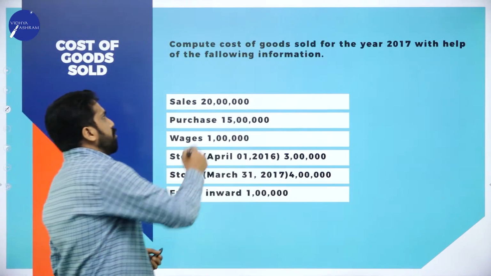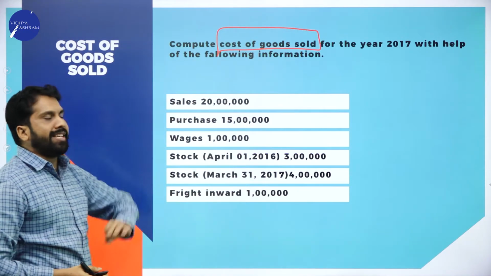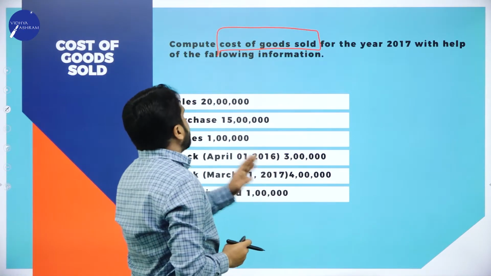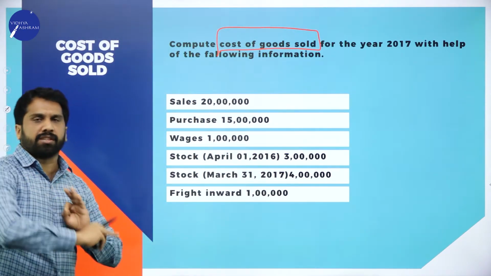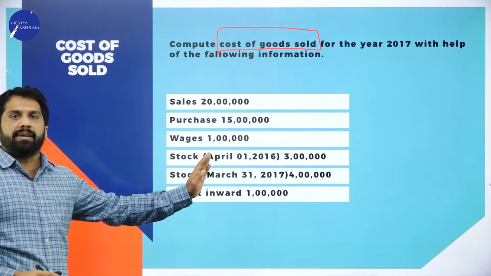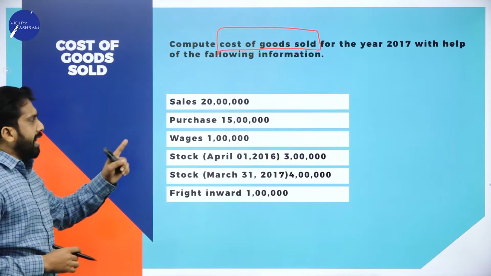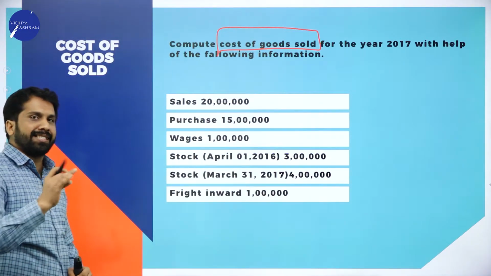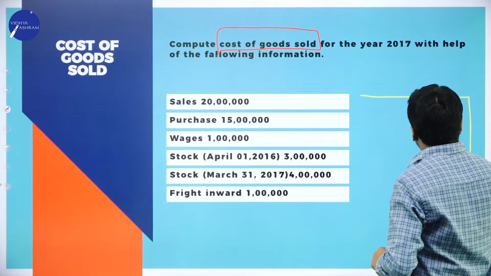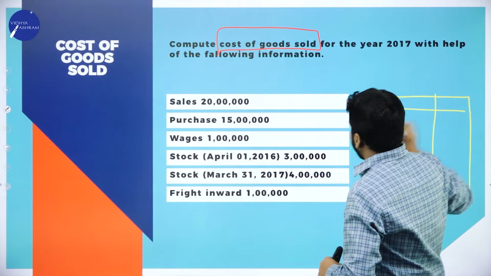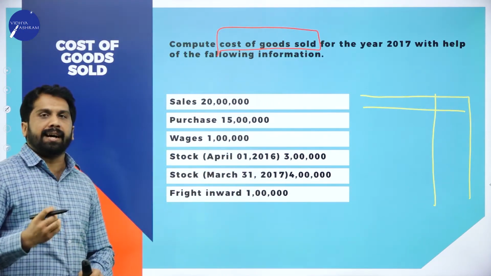Compute cost of goods sold for the year 2007 with the help of the following information. Easiest topic. I'll give you a format. If you follow that format, your problem is done. Now, how to calculate cost of goods sold? Simple. Whatever information they have given, just two columns, particular and amount.